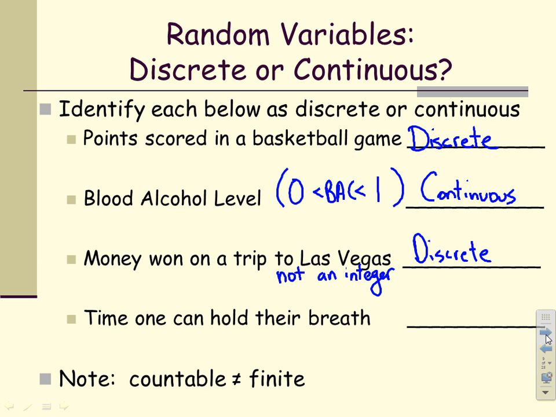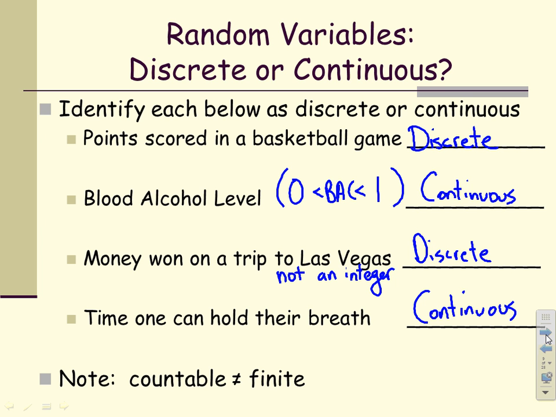And the last one here, time one can hold their breath. Well, again, this is just like the running the 100-meter dash example. You might be able to hold your breath for exactly 20 seconds, but more likely than not, it's going to be 20.1275 seconds or something along those lines. So this last one here is going to be continuous again.